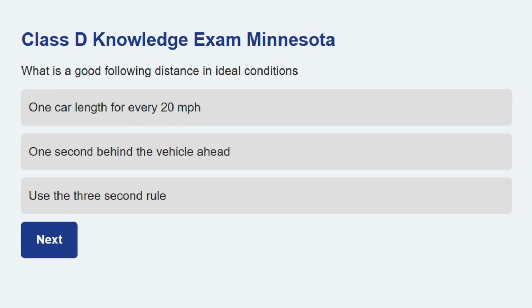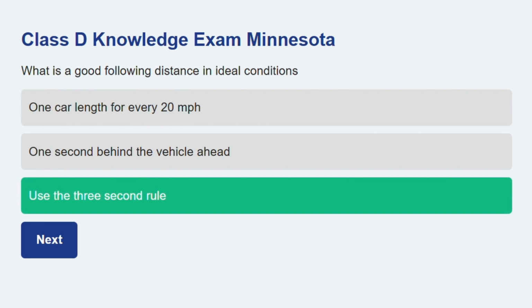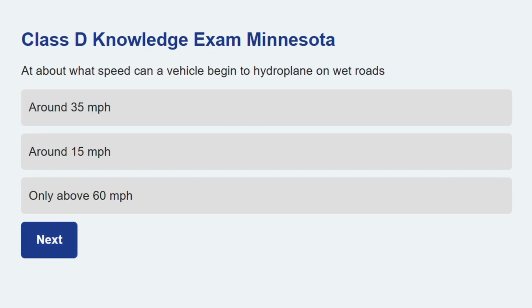Moving on. What is a good following distance in ideal conditions? Use the 3-second rule. Pick a fixed point ahead, and when the car in front passes it, count 3 seconds. You shouldn't reach that point before finishing your count.